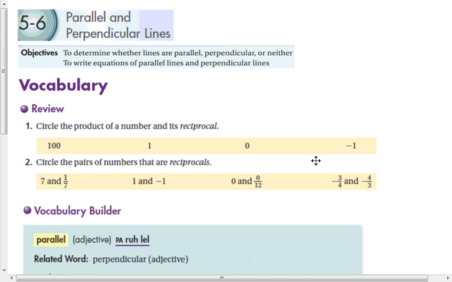Hey students, this is lesson 5-6. In this lesson we're going to learn how to determine whether lines are parallel, perpendicular, or neither by looking at their equations and to write equations of parallel and perpendicular lines. Go ahead and do the review here, some important stuff that you're going to use for this lesson.